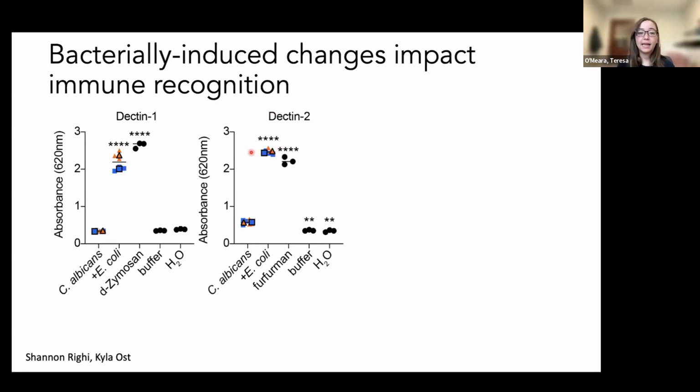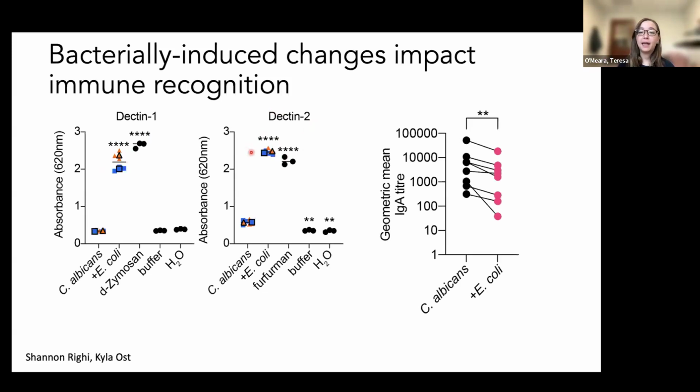And if we take our Candida that's been pre-incubated with E. coli and measure their ability to bind IgA from healthy human samples, again we could see that adding E. coli to our Candida decreases its recognition by IgA. So we think that this is going to be really important for regulating the dynamics of colonization inside the host.